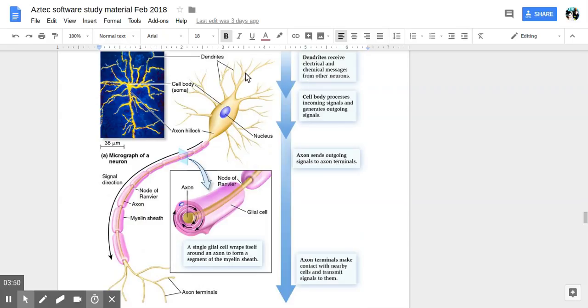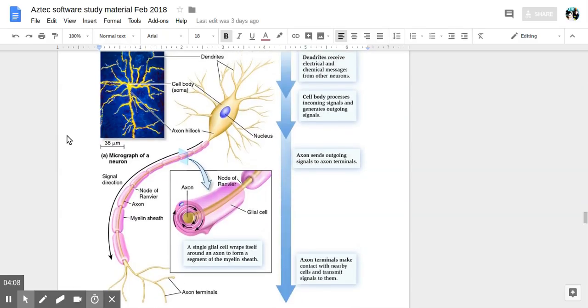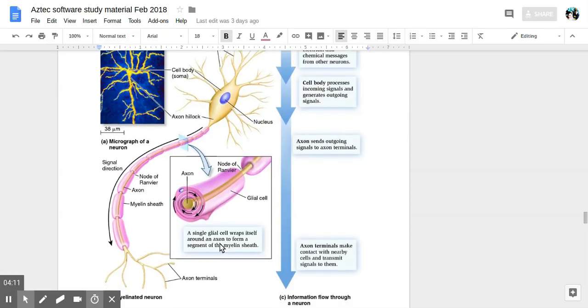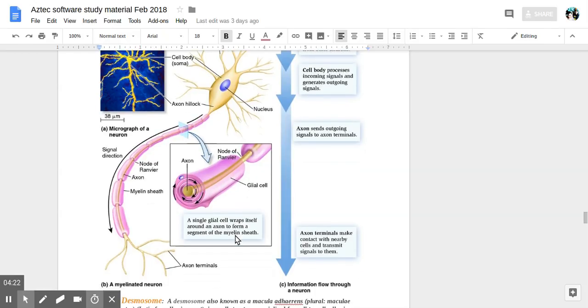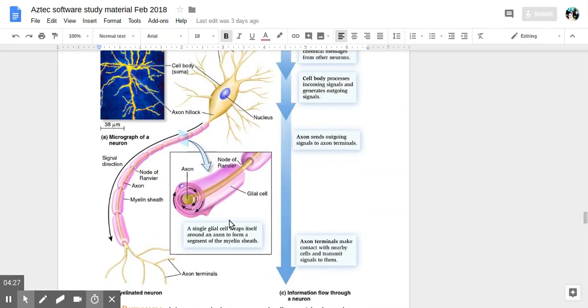Dendrites receive electrical and chemical messages from other neurons. The cell body processes incoming signals and generates outgoing signals. The axon sends outgoing signals to the axon terminals. A single glial cell wraps itself around an axon to form a segment of the myelin sheath. Axon terminals make contact with nearby cells and transmit signals to them. So information flows through the neurons.